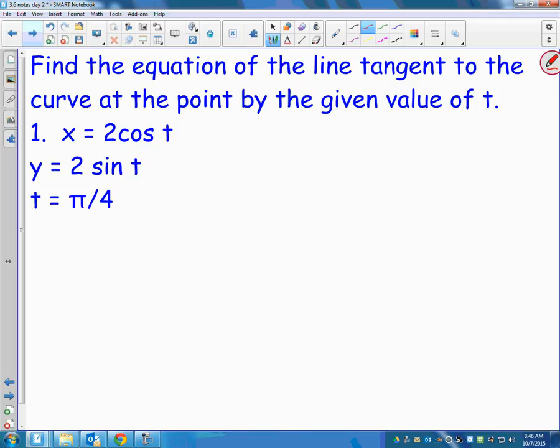Find the equation of the line tangent to the curve at the point given by the value of t. x equals 2 cosine of t, y equals 2 sine of t at the value of pi/4. And maybe even after we do this, we can look on the graphing calculator at what this looks like.